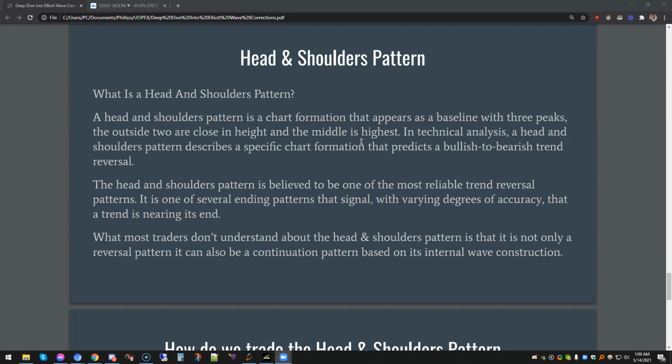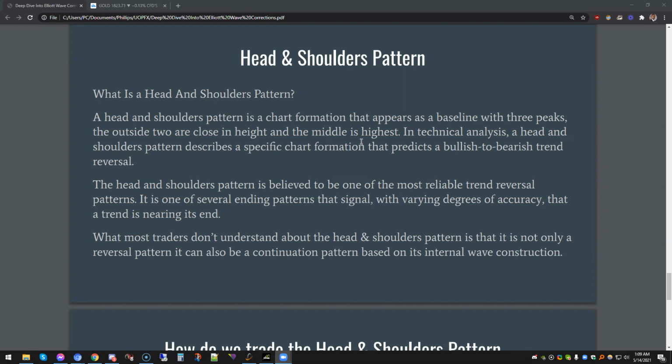Okay? In technical analysis, a head and shoulder pattern describes a specific chart formation that predicts a bullish to bearish trend reversal. Normally, whenever you see a head and shoulders formation, it's going to be telling you that the bull market is coming to an end. But it could also indicate to you that the bear market is coming to an end.